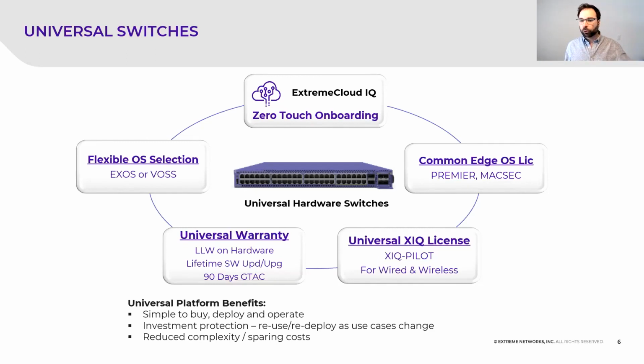So what is common to all of those models, all of our universal switches portfolio? All the way from the 5420 to the 7720. We already mentioned the OS choice, Switch Engine or Fabric Engine, but it can also all be onboarded by ExtremeCloud IQ for zero-touch provisioning, either cloud natively or using our on-site platform. They all share common Premier and MaxSec OS licenses, which we'll talk about later, and these are valid for both OS choices. Management is also purchased using a single SKU for every one of those models. That's the Pilot license. And finally, they also all share a similar lifetime warranty policy on the hardware, as well as onboarding GTAC access for all of them.